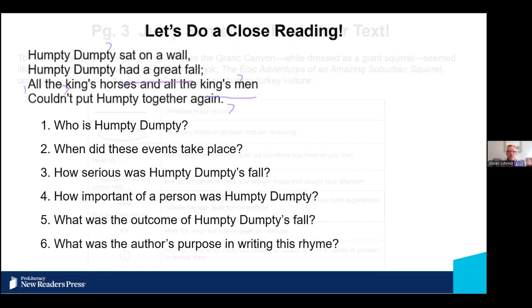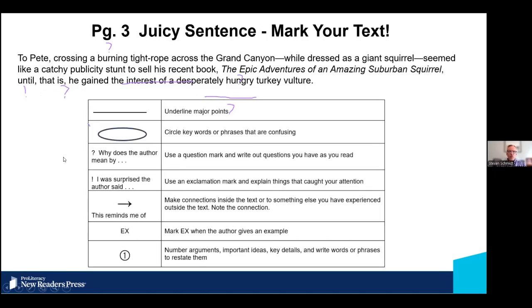Guess what I'm going to ask you to do? I'm going to ask you to do another close reading. And we're going to do a juicy sentence this time. And a juicy sentence means what it says. It is basically a sentence, and it is juicy because it has a lot of meat inside it. And so let's read it together first, and then I'm going to invite you to do a little text marking.